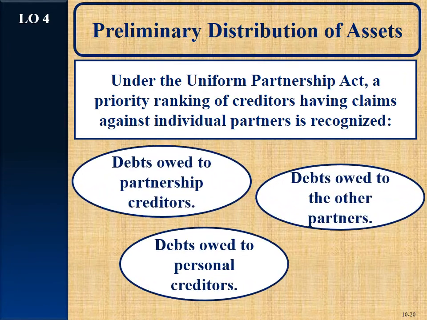So under the Uniform Partnership Act, which is our act that governs partnerships, a priority ranking of creditors having claims against individual partners is recognized. So we have to make sure we're paying off debts owed to partnership creditors, debts owed to other partners, and debts owed to personal creditors. We have to take those into account.